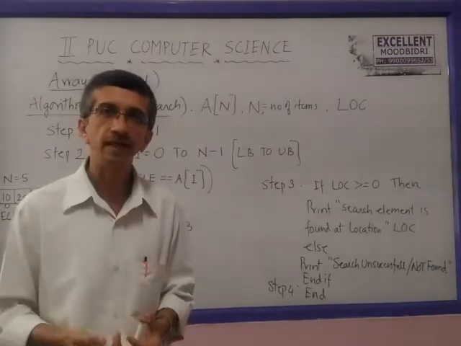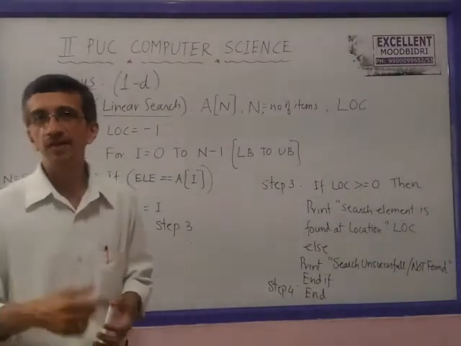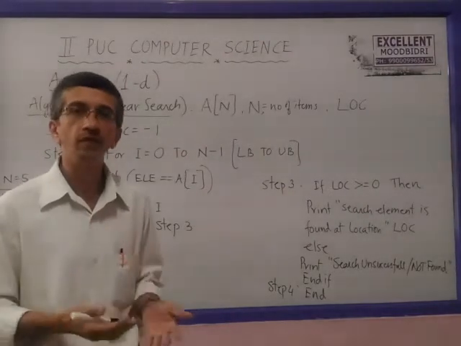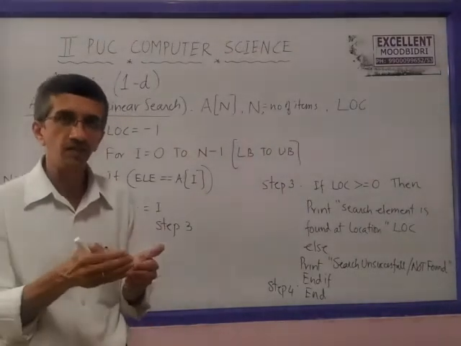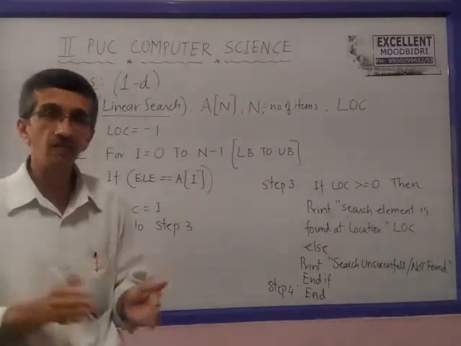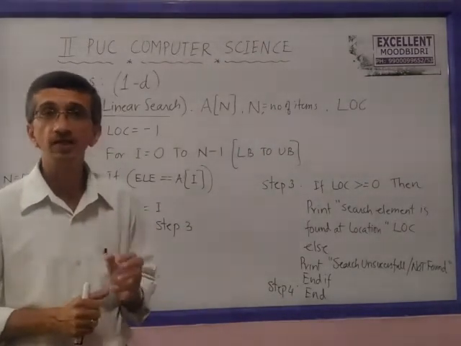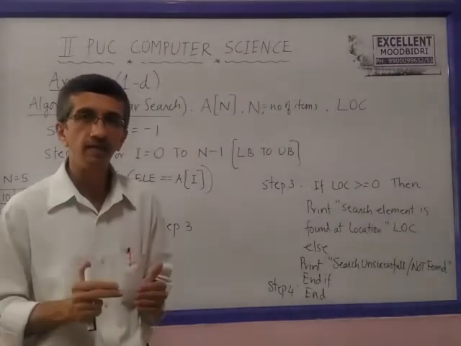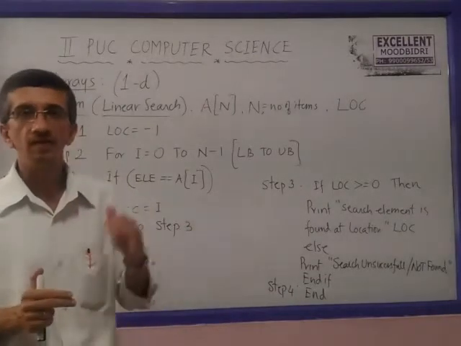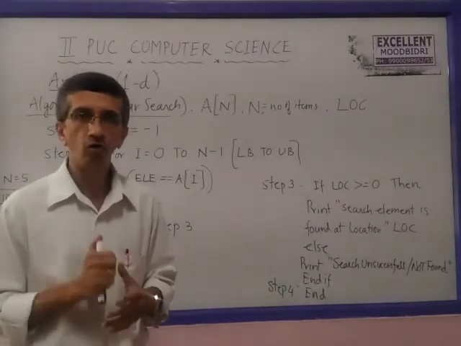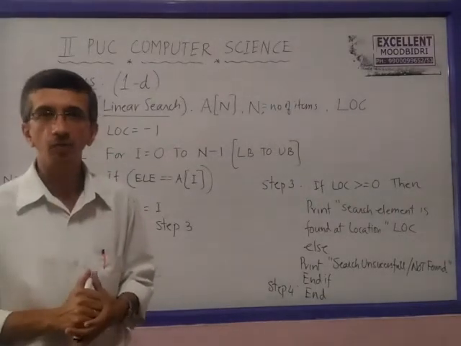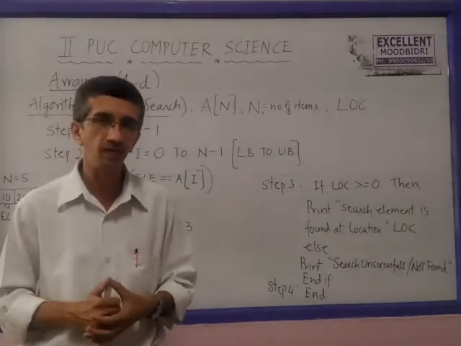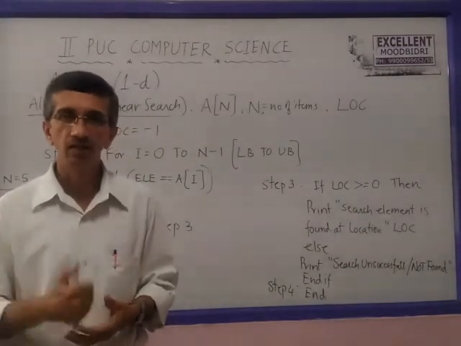So for that you have to go for another algorithm, which is binary search. It is more efficient because the number of comparisons can be drastically reduced if we put the items into an order. Binary search requires the items to be in ascending or descending order before we apply the search algorithm. How to carry out the search using binary search, we will see in the next algorithm.